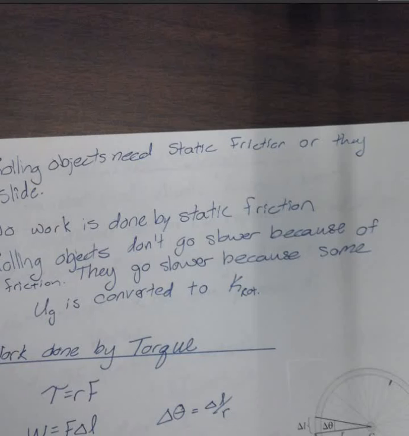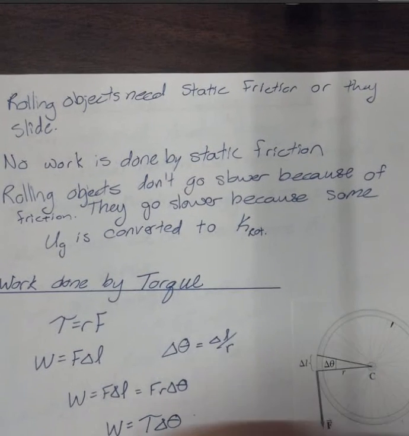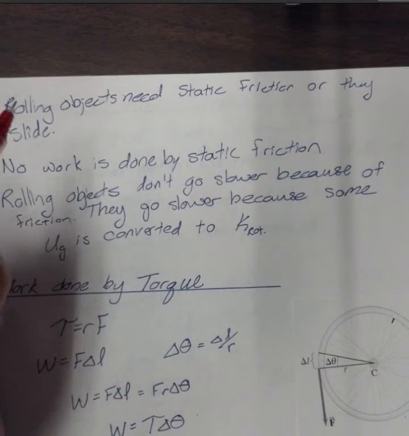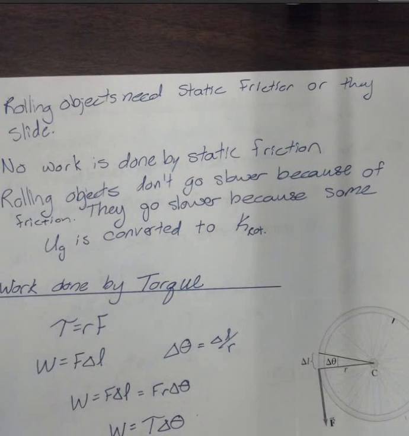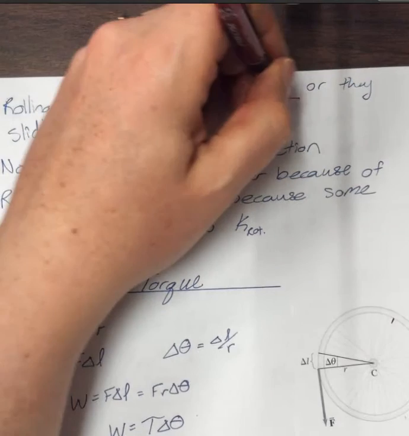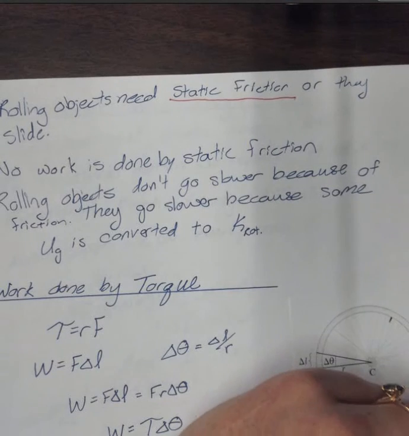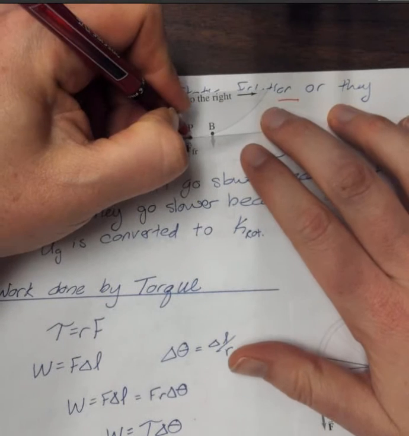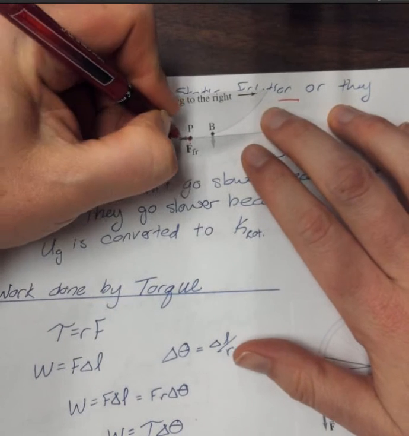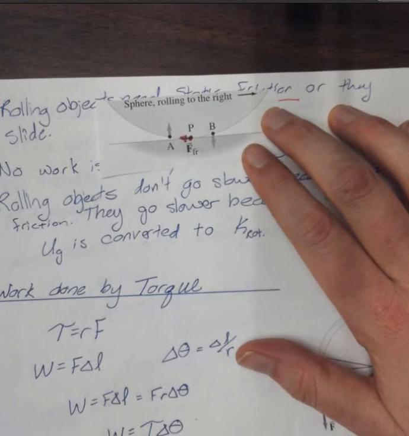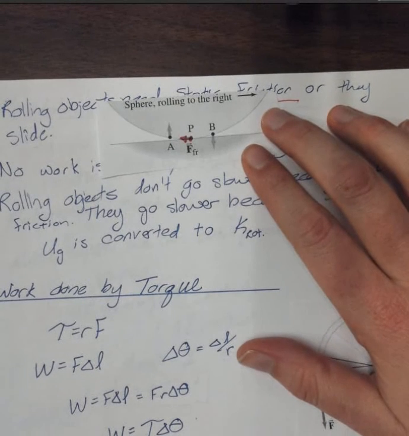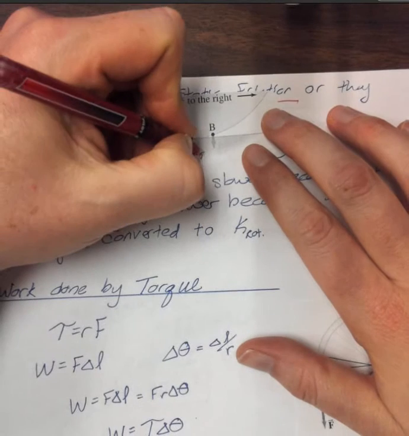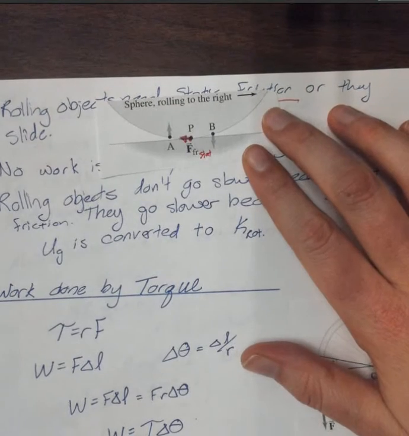So one of the things that you might have picked up on is that rolling objects have to be able to stick, or have static friction, or they would slide, right? If they didn't have static friction, then they wouldn't roll, they would slide. So we take a quick look at this, and we see that the point in contact will always have a frictional force that resists motion, right? But that is a static friction. There is no sliding. Remember, this is rolling without sliding.